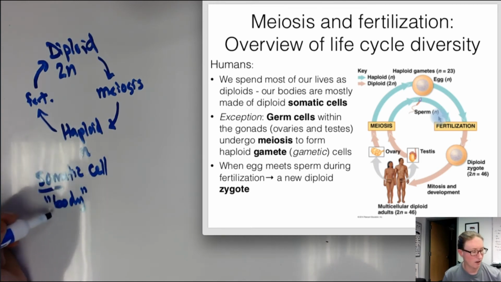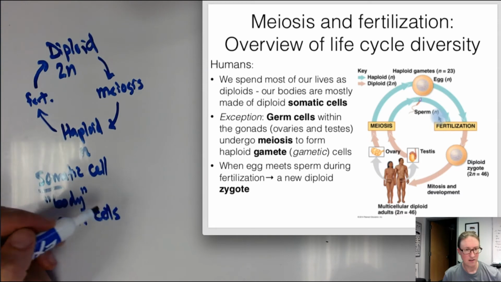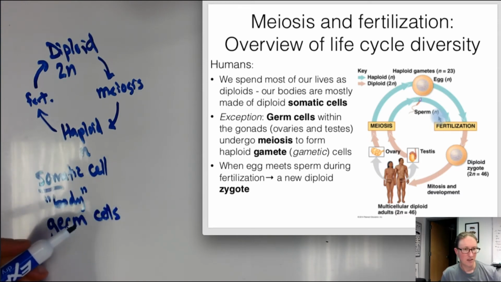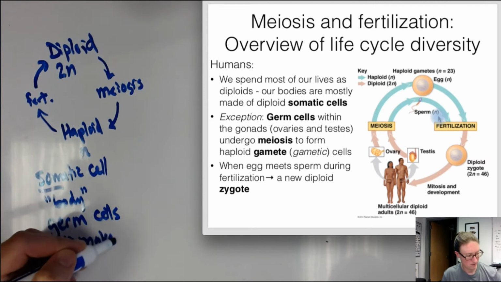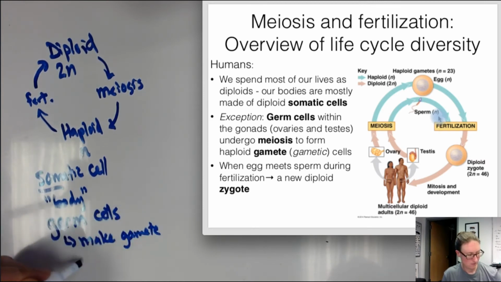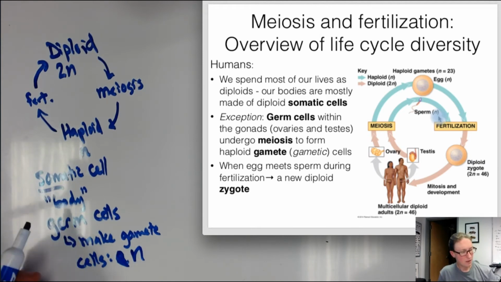But there's a contrast. So we have a group of cells in our body that are referred to as germ cells. And those germ cells then undergo meiosis and form haploid gamete cells. Oops, sorry, they're not 2N, they are N, okay? So the gametic cells in humans, we typically think of as being eggs and sperm, but kind of the collective term for eggs and sperm are gamete cells, and they're haploid.